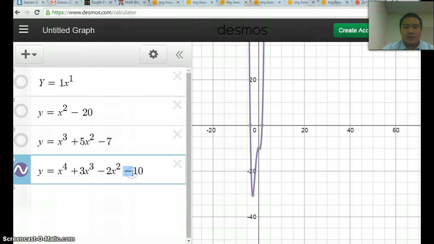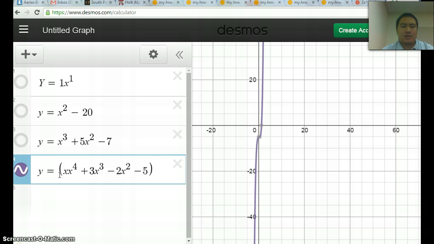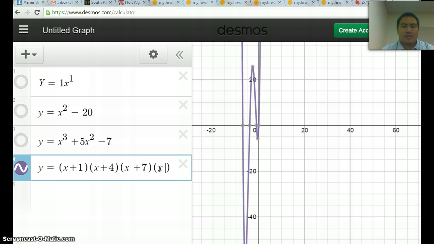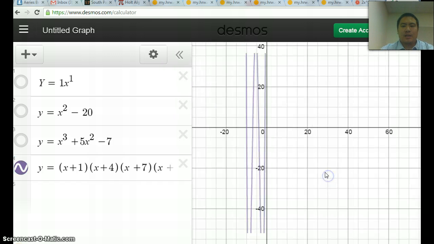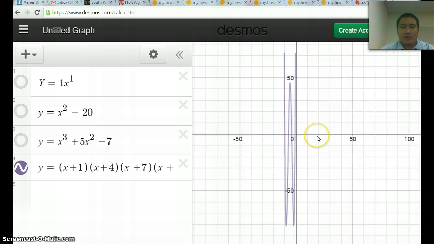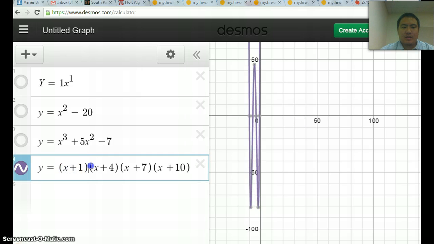Watch if I do this. Let's make it plus. Let's go minus 5. Why don't I do this? I'll change this to x. Okay, so for a degree 4 polynomial, I could just do something like this. x plus 1, x plus 4, x plus 7, and then x plus 10. If I multiplied this out, I would get an x to the 4th power, right? How many x's do I have? 1, 2, 3, and 4.